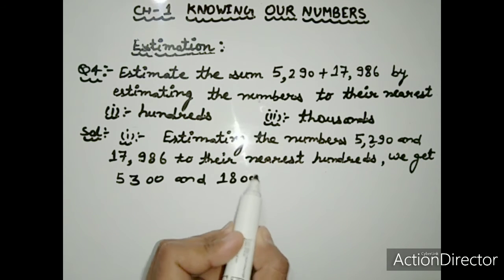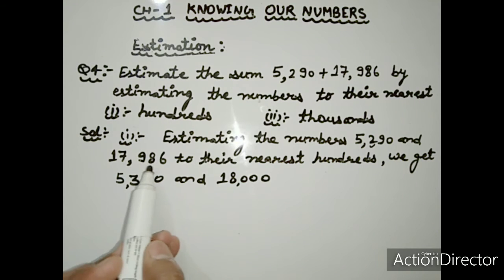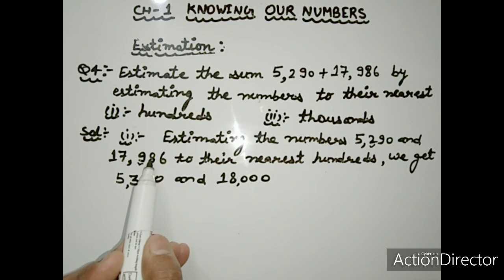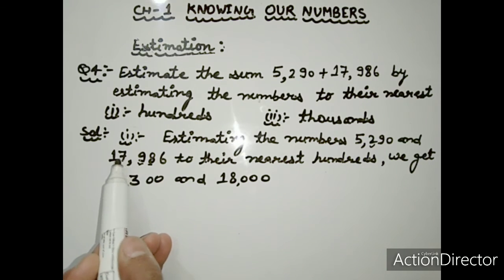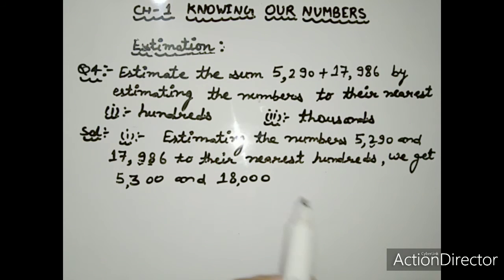And 18,000. So here the required place is 1 stands 100. The digit in the required place is 9 here and the digit on the right-hand side of the required place is 8 here. So here we increase the digit in the required place by 1, and 9 plus 1 is 10. So here we write and take a round off to the nearest 18,000.